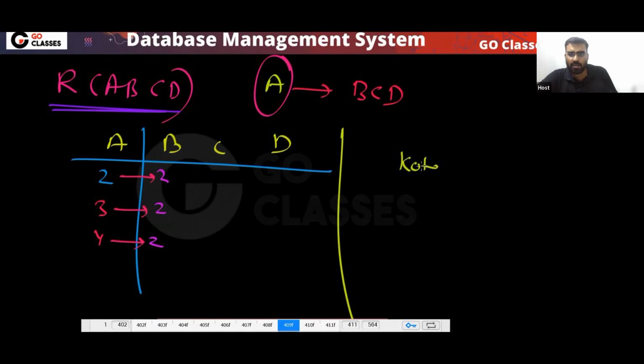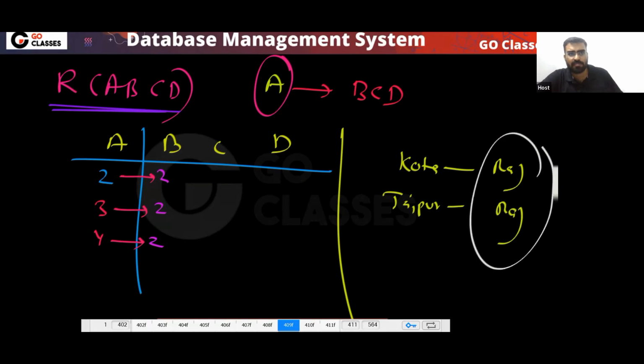For example, if I say Kota, Rajasthan, okay, and if I say Jaipur, Rajasthan, will you consider this as redundancy? This is not a redundancy. This is one piece of information. This is another piece of information. So this is not a redundancy.